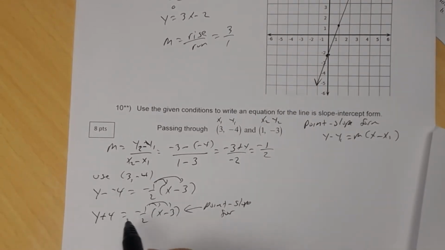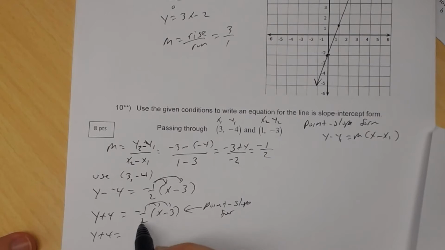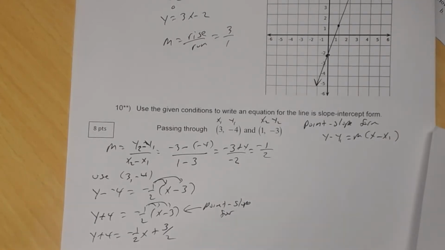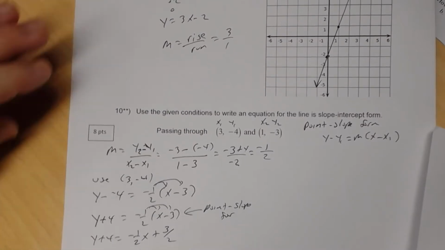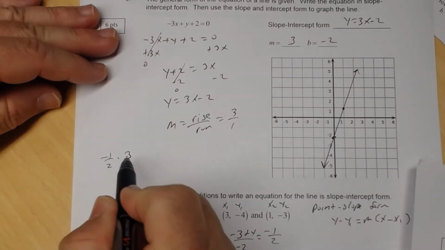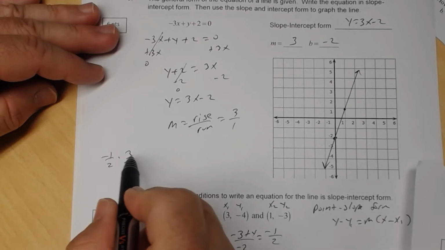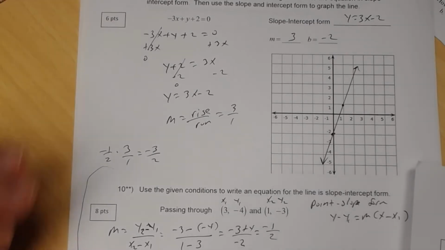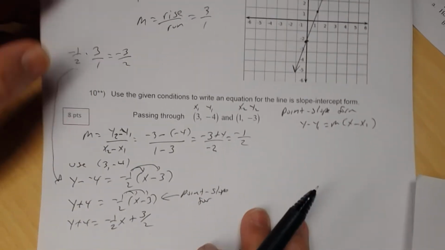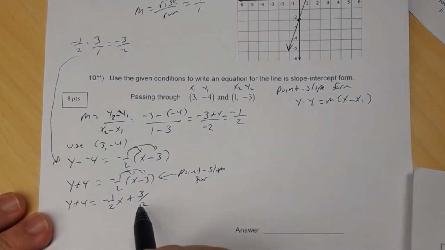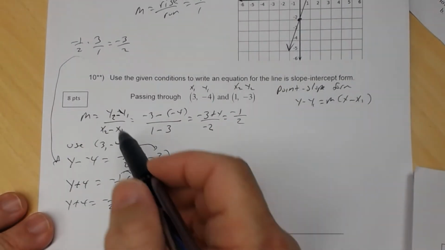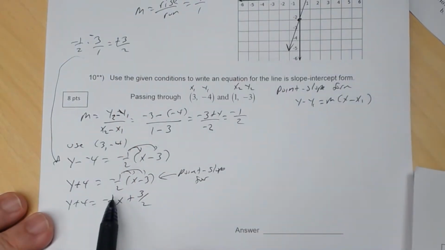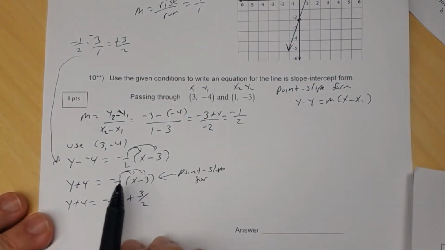Okay, now distribute, and so I get y plus 4 equals negative 1/2 times x is a negative 1/2 x, and a negative 1/2 times a negative 3 is a positive 3/2. Make sure you see this. Remember, negative 1/2 times 3, that's 3 over 1, so negative 1 times 3 is a negative 3, 2 times 1 is 2. Oops, that should be negative here, so that's positive. So a negative 1/2 times a negative 3 is a positive 3/2.